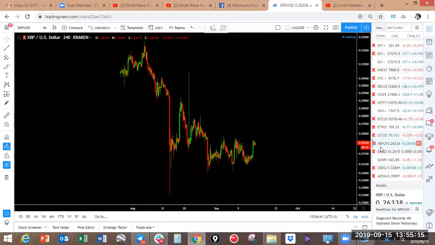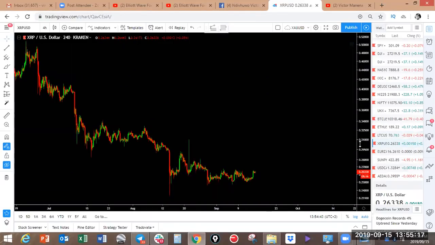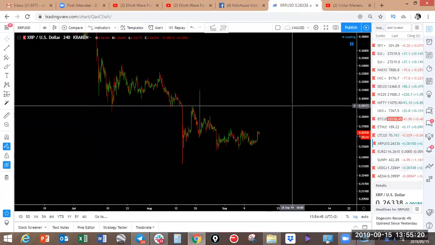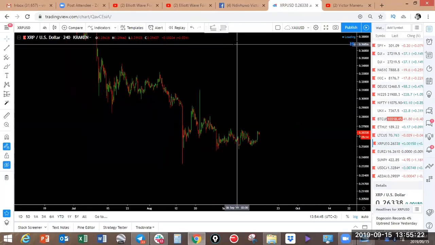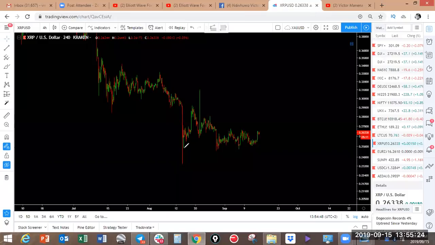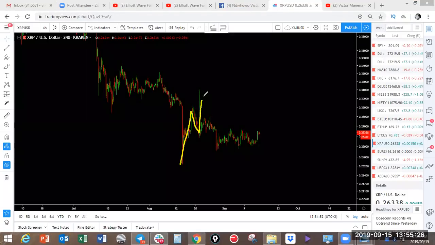Ripple. Now Ripple, we're looking at this structure. It's a little bit of a complex structure here. What we have here from this beginning here, from the bottom of the string, we've got a 1, 2, 3 wave move to the upside.